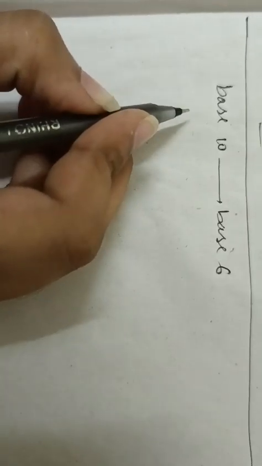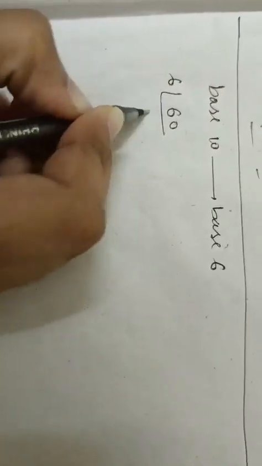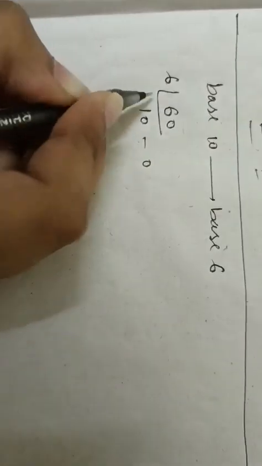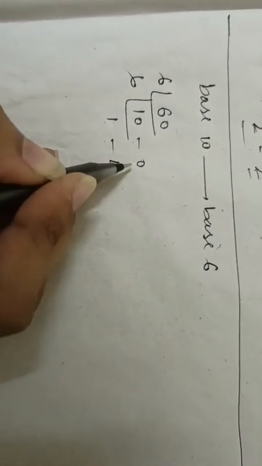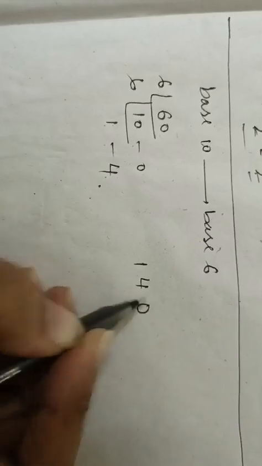Now converting a base 10 number to base 6. For example, 60. 6 tens and the remainder 0. 6 ones and the remainder 4. So the base 6 number will be 140.